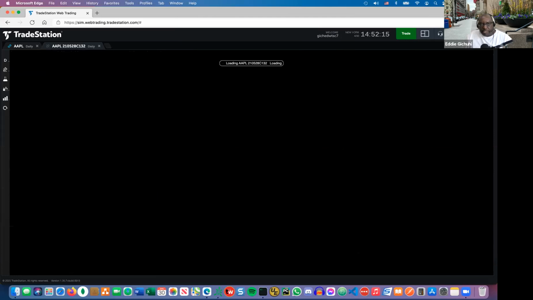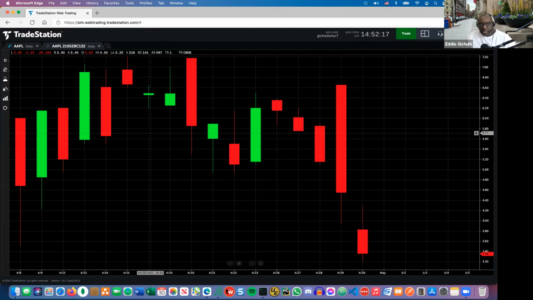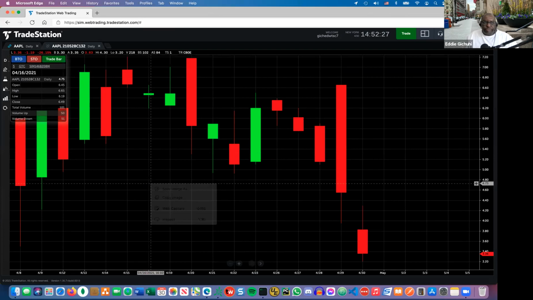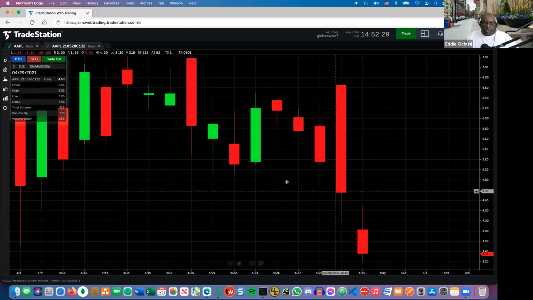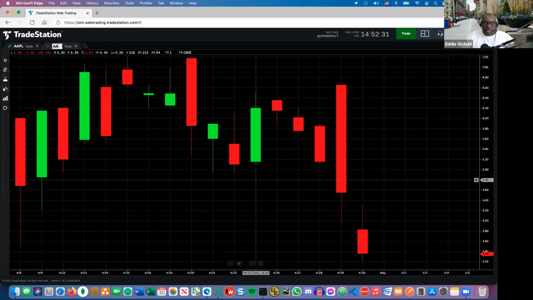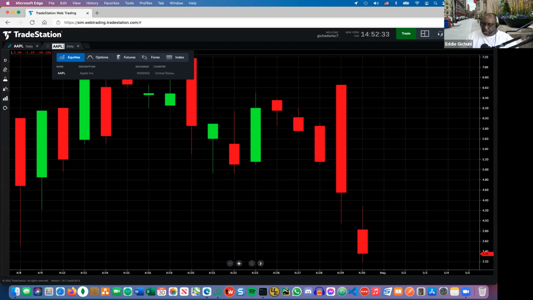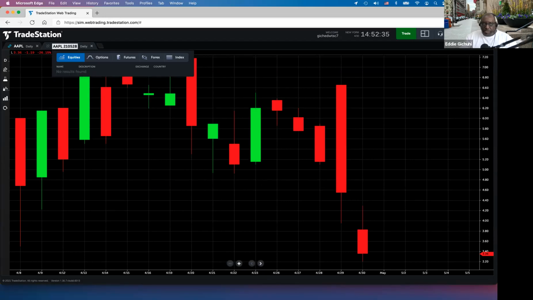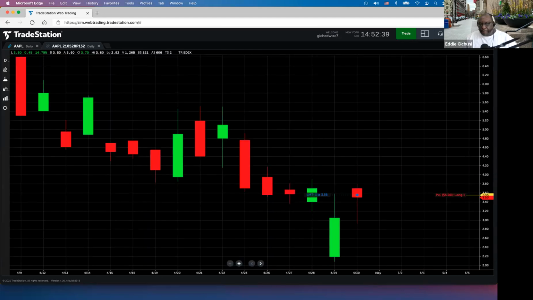Let me look at the daily chart for this. Do you all see that? 3.36 was the lowest it went today. Oh, I'm looking at the wrong thing. We bought a put, right? AAPL 210528, P for puts, and that was the 132 strike. Much better.